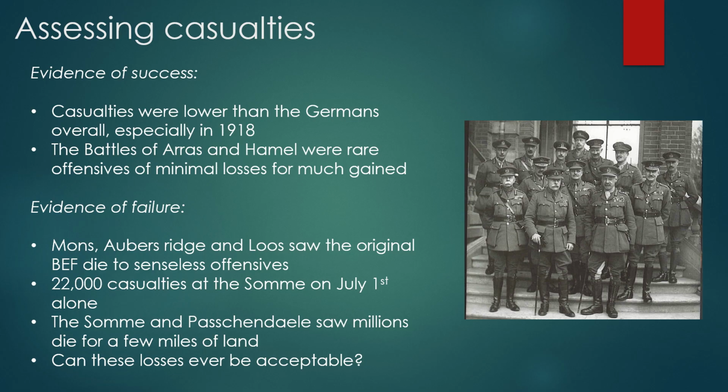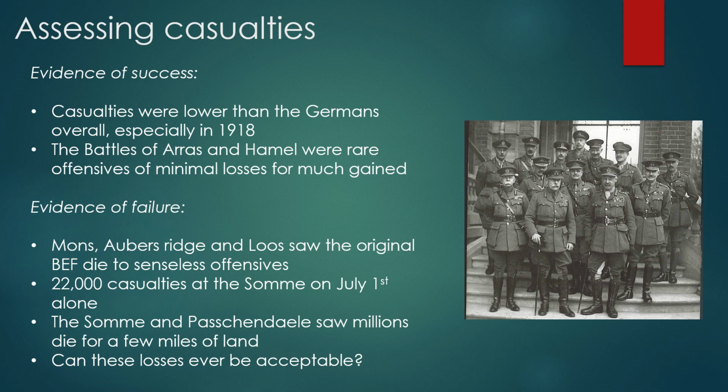And when you look at Britons just on their own, they, of course, did suffer fewer losses overall than the German forces. And again, we have some offensives where the British were very successful, the likes of Arras in 1917 and Hamel in 1918, which were clear signs where the German casualties far exceeded the British, and lots of success was gained with relatively minimal losses.